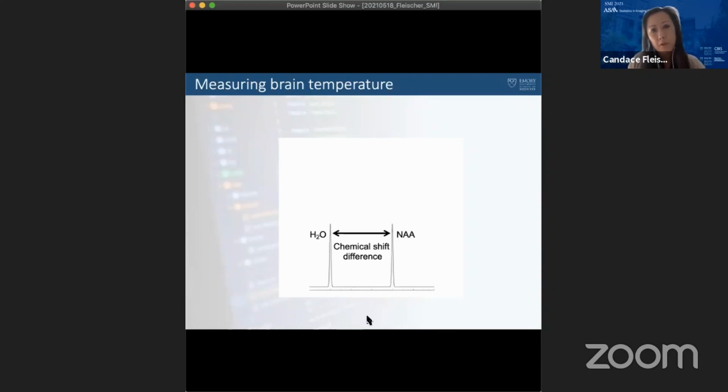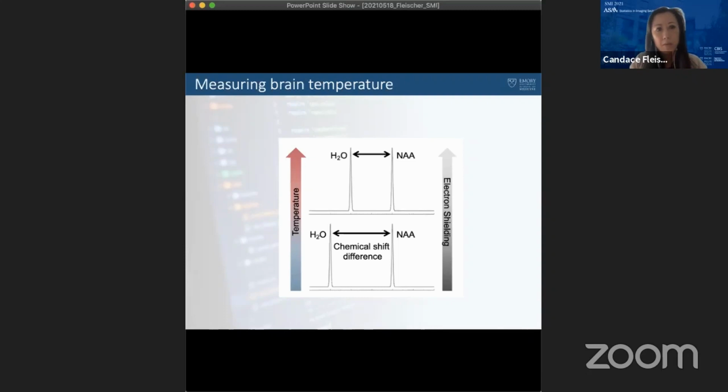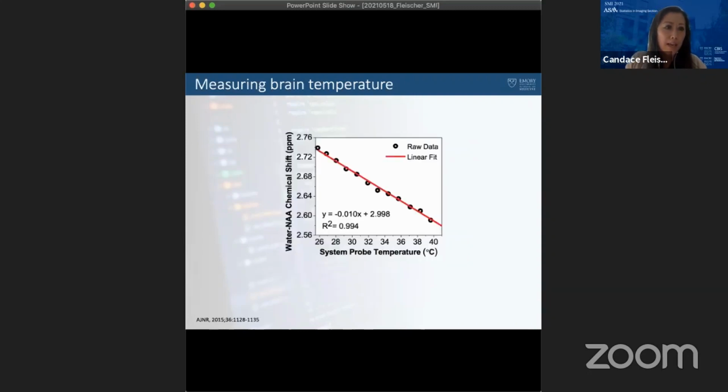And it turns out that the frequency or the chemical shift of water is largely temperature dependent. So as temperature increases in water, the hydrogen bonds are broken, which leads to an increase in electron shielding. And what happens is that water peak actually shifts upfield to a lower frequency. And so we can use this chemical shift difference as a metric for temperature. And luckily for us, it happens to be a very linear direct relationship if we look at that chemical shift difference as a function of an external temperature probe.